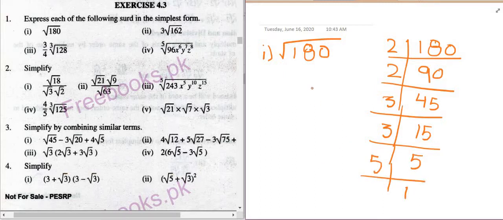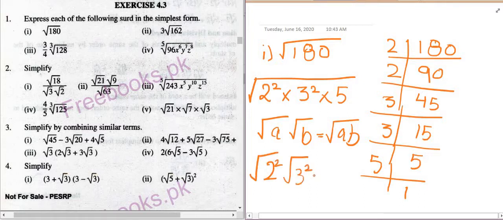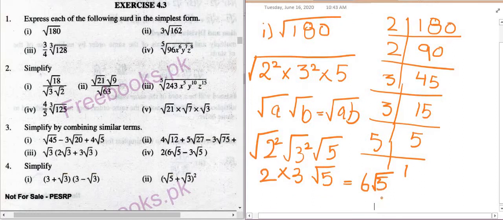Okay, how to substitute it? Like this, we can write it here: 2 square multiply 3 square multiply 5, and according to the law we can write surds of 2 like this. So I am able to write 2 square, 3 square and 5. It becomes 2 multiply 3 square root 5, which is 6 square root 5. That means the answer is 6 square root 5.